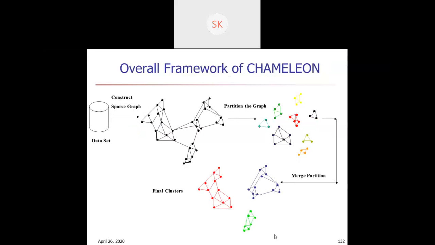So, the diagrammatic representation reflects the sparse graph and partitions of the graph. The graph splits into subgraphs of this main graph, giving final clusters. The subparts get merged. Both have similarity, very much having closeness. This particular part will declare that the final clustering is merging.